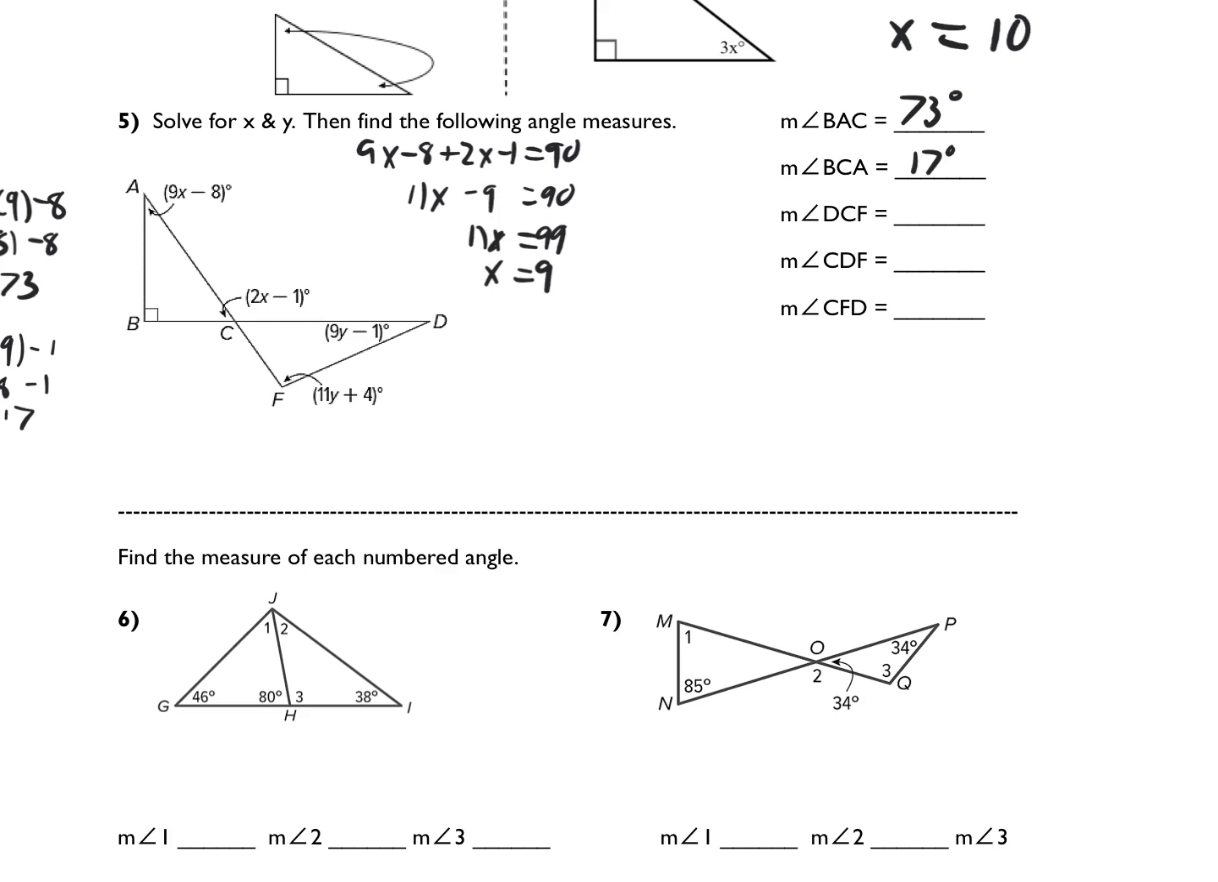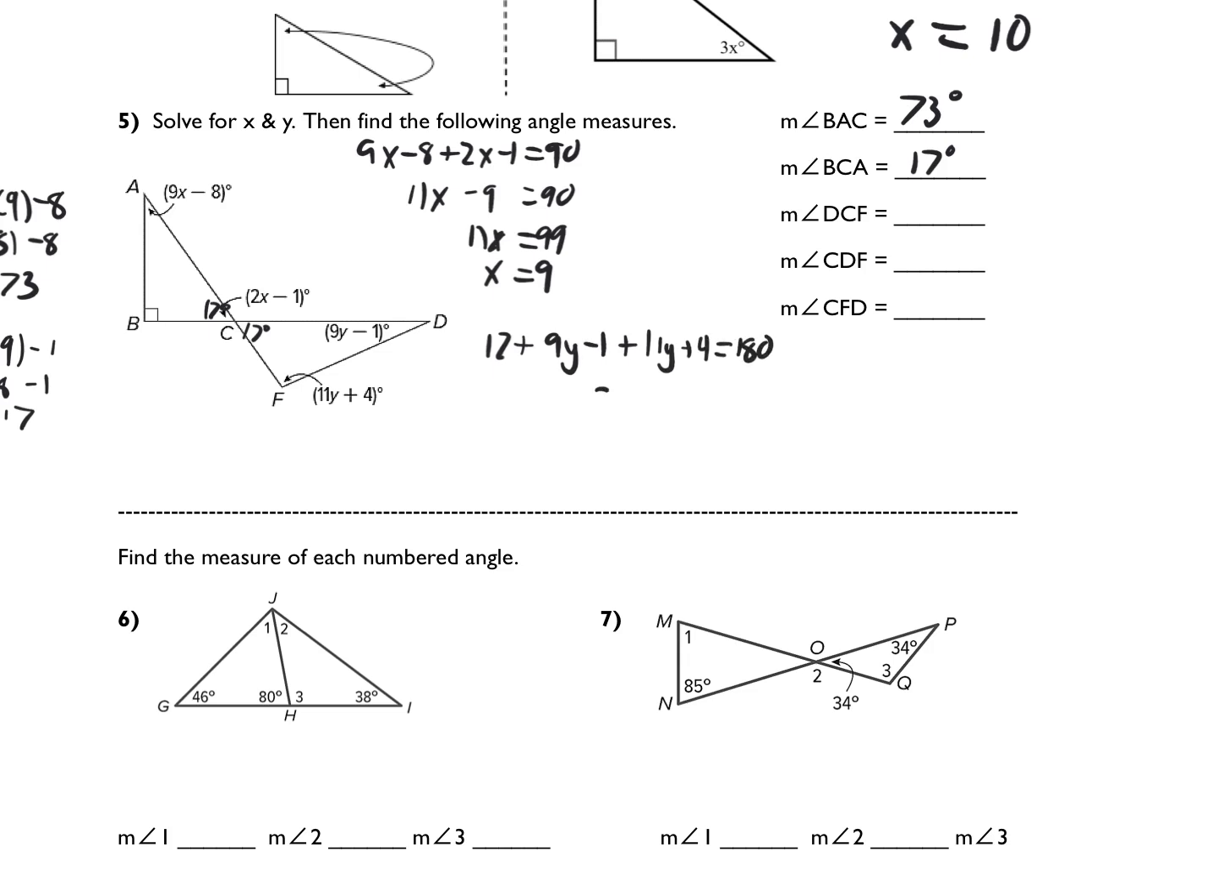Now, BCA is vertical with DCF. So if this is 17, that means that is 17. So now that I know that's 17, I know I can find what y is because all of those are going to add up to equal 180. So 17 plus 9y minus 1 plus 11y plus 4 equal 180.